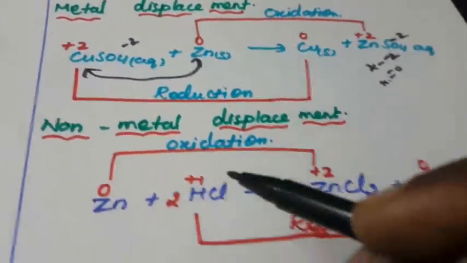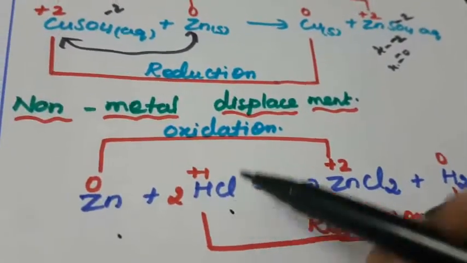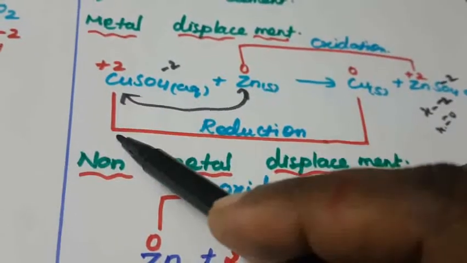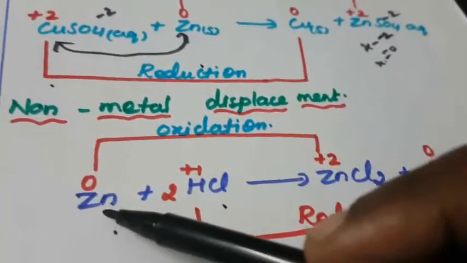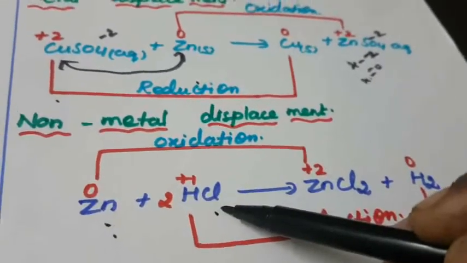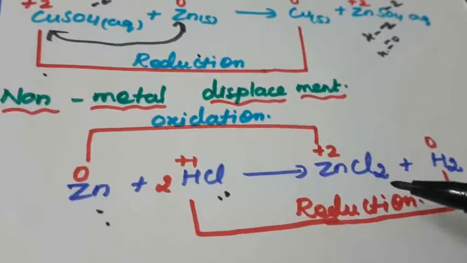The same method for the non-metal. So here metal reacts with non-metal. Here it is metal, metal. Copper sulfate is also metal. Here zinc is also metal. But here that is one metal, this is one non-metal. So what is the oxidation state of the single atom? That is 0. So here zinc chloride.